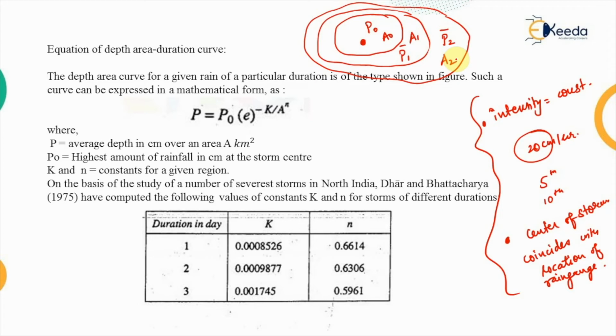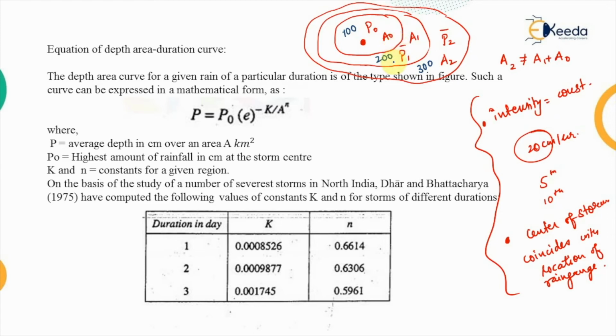Now when we are selecting the area, we have to keep certain points in mind: the A2 area should not be equal to A1 plus A naught. So it should not happen that initially the area was 100 square kilometer, then the next area is 200, and the last area is 300. Otherwise, this will be the combination of the first two areas.